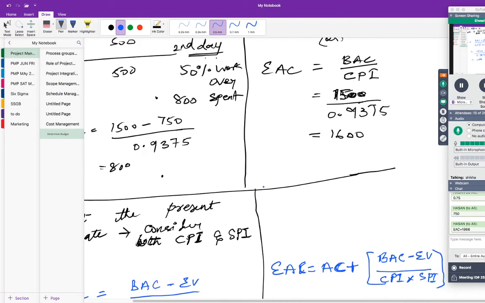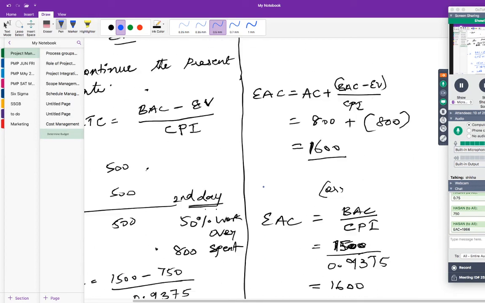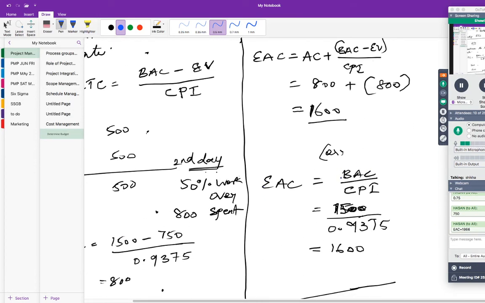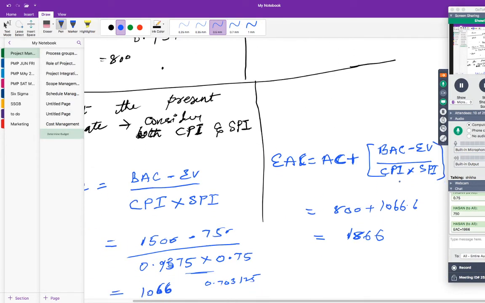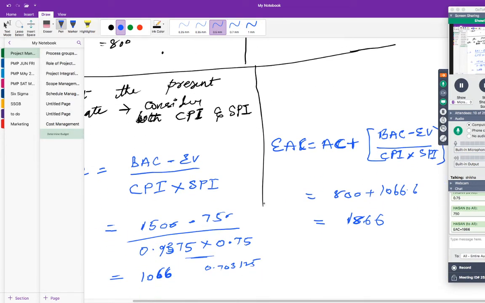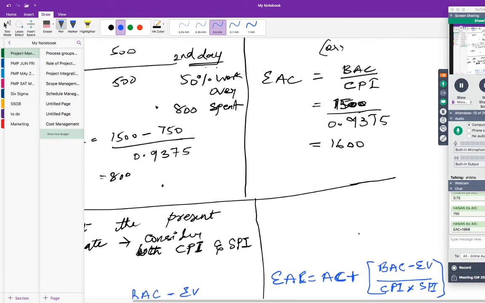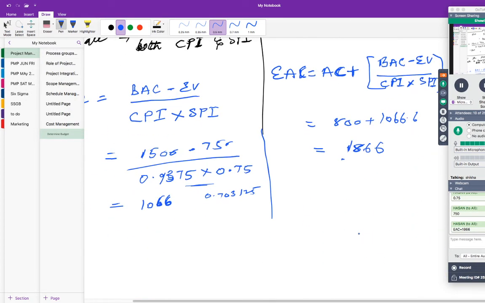So that is not right, as we already said, that you cannot directly divide the BAC by CPI into SPI. We can't do that for this one. All right, so this is the second scenario. For the rest of the work, if the schedule variance continues to happen, then you would end up with more than $266 extra. So that's the second scenario.